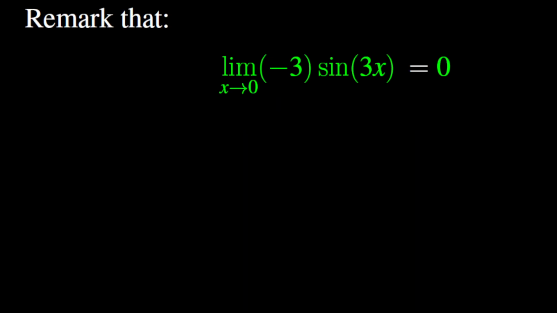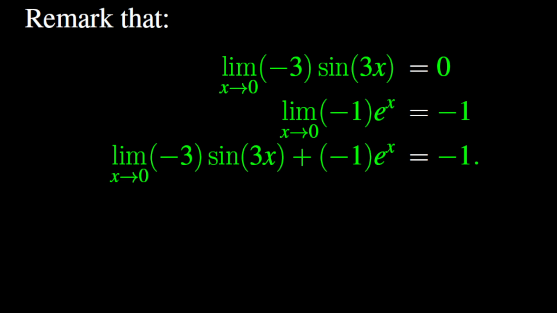The limit as x goes to 0 of minus 3 times sine of 3x is 0. The limit as x goes to 0 of minus 1 times exponential of x is minus 1. Therefore, the limit as x goes to 0 of the function minus 3 times sine of 3x, plus minus 1 times exponential of x is equal to minus 1.